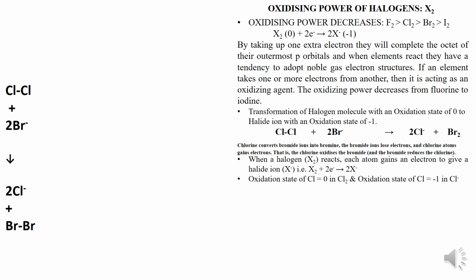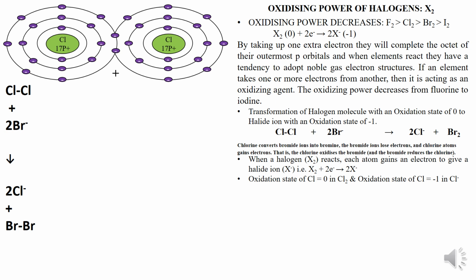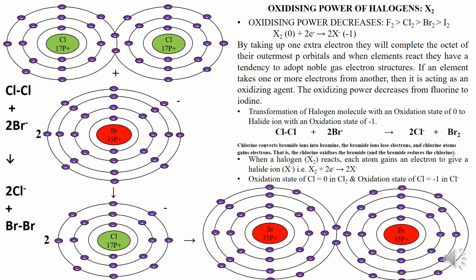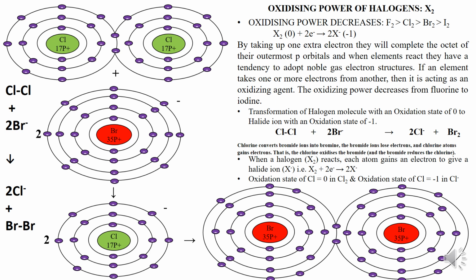So let us try and understand this particular redox reaction between chlorine and bromide ion with the help of electronic structures. Chlorine oxidizes bromide ion in the solution. Each chlorine atom in the molecular chlorine takes an electron from the bromide ion, and thereby the molecular chlorine is getting reduced to chloride ion. And that is how bromine is released or liberated during the redox reaction between molecular chlorine and bromide ion.